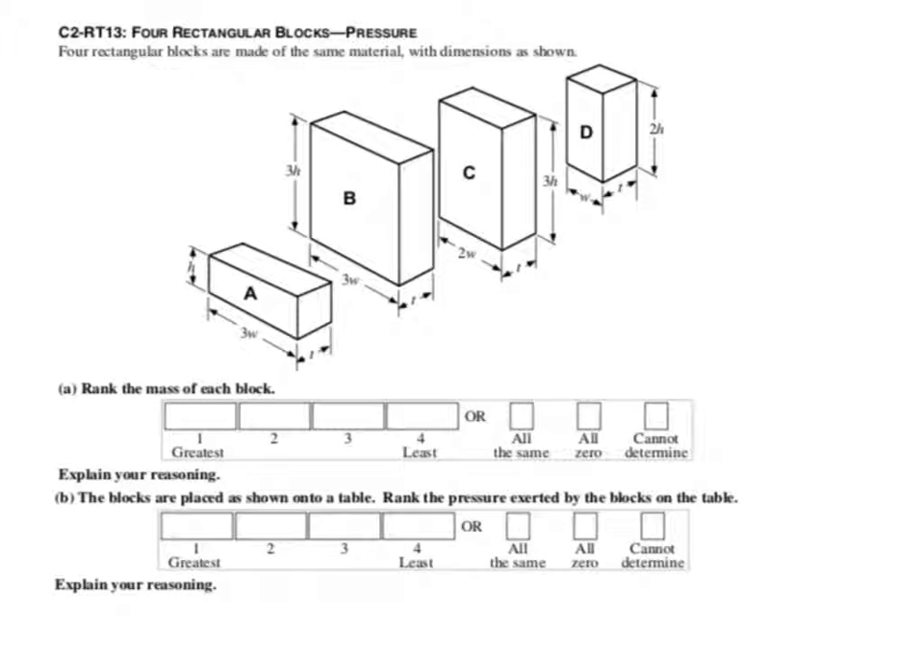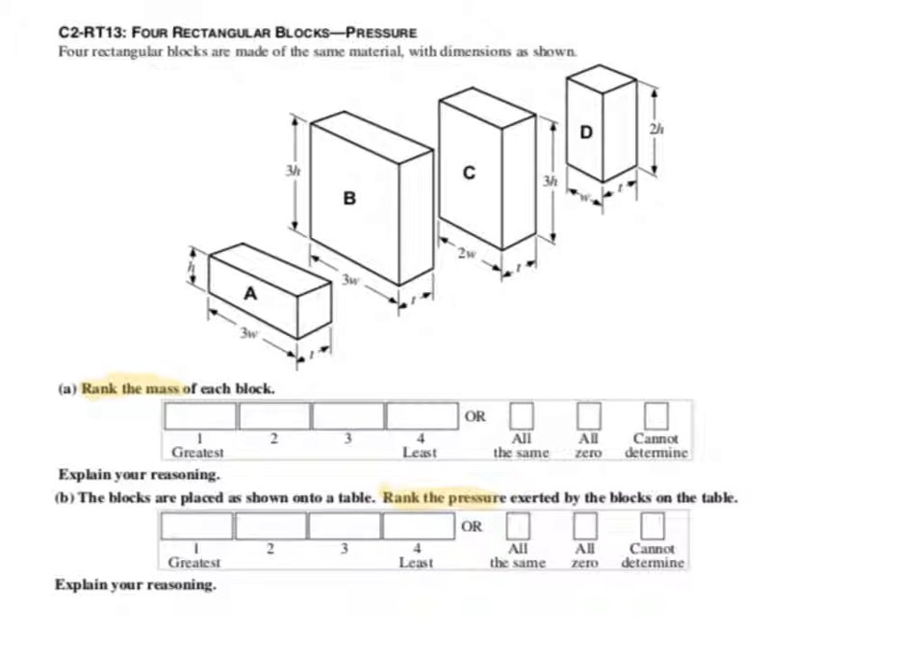Chapter 15, Sample Problem Number 5. 4 rectangular blocks are made of the same material, but with dimensions as shown. In Part A, we are to rank the mass of each block. In Part B, we're to rank the pressure exerted by the block on them.